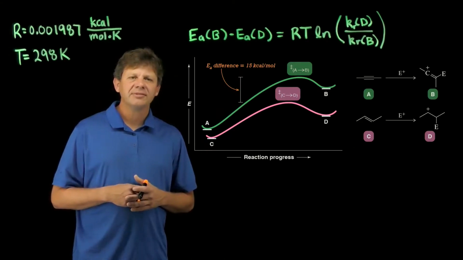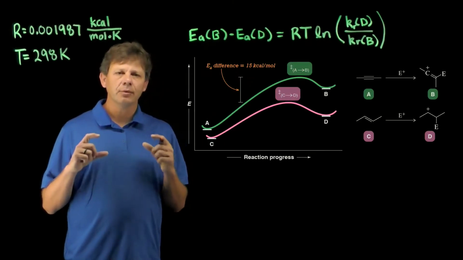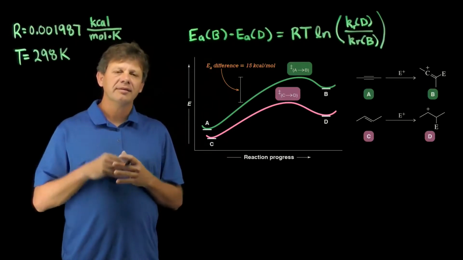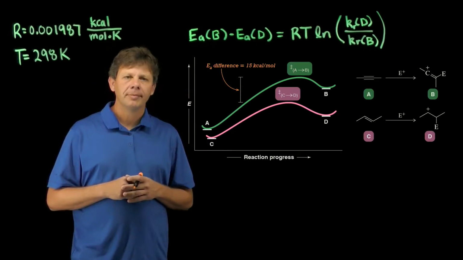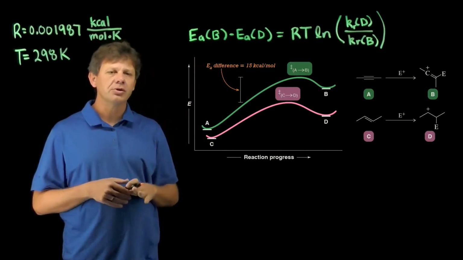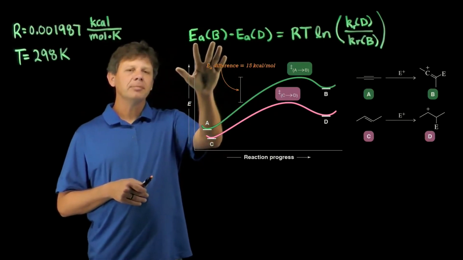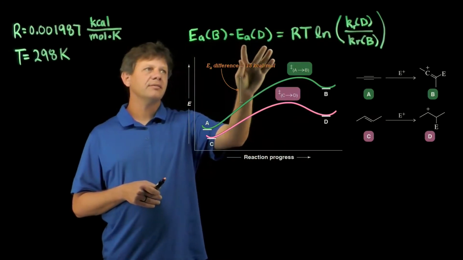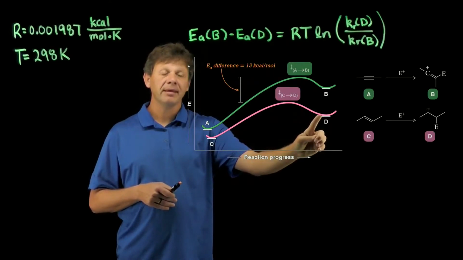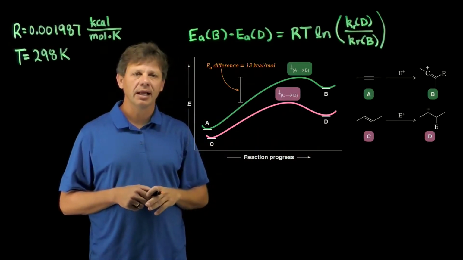This assessment asks us to calculate the relative ratio of rates based on a difference in energy in the transition states of 15 kilocalories per mole. The equation that we're going to use, let me explain how we have it set up. It's going to be the activation energy to form compound B minus the activation energy to form compound D. That value we know is 15 kilocalories per mole.